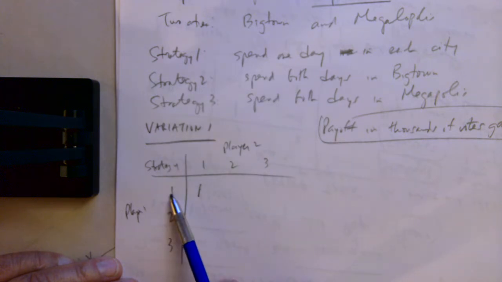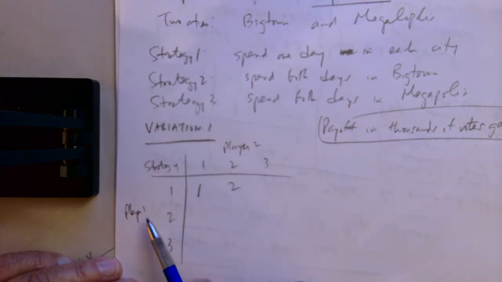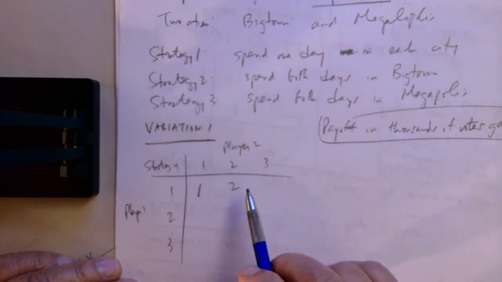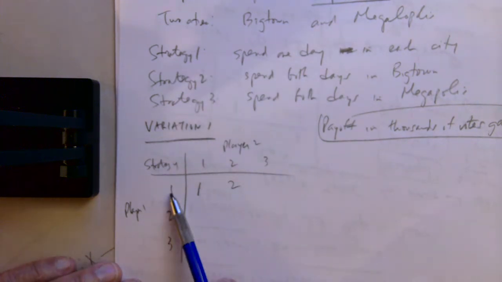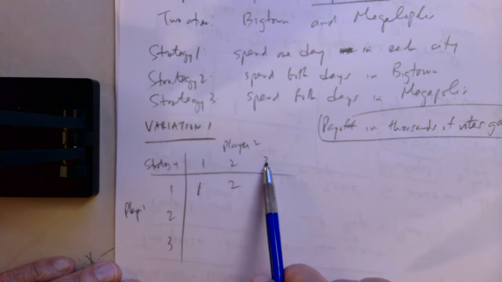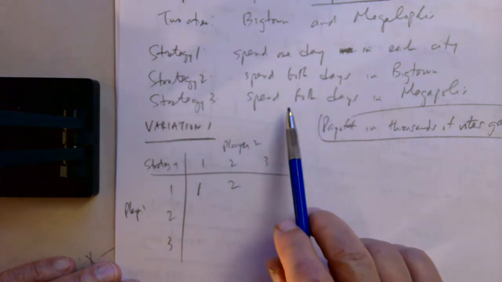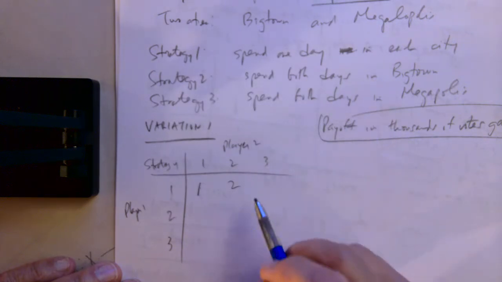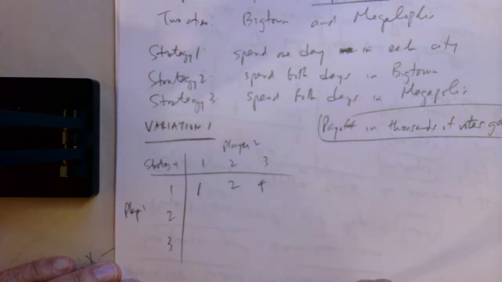If player 1 chooses strategy 1, but player 2 chooses strategy 2, let's say in that case, player 1 gains 2,000 votes. And in this scenario, if player 1 chooses strategy 1 and player 2 chooses strategy 3, that means player 1 spends 1 day in each city. Player 2, the second politician, spends both days in Megalopolis. In that case, the first guy gains 4, that means 4,000 votes, and player 2 ends up with 4,000 votes less. So there's a swing of 4,000 votes.